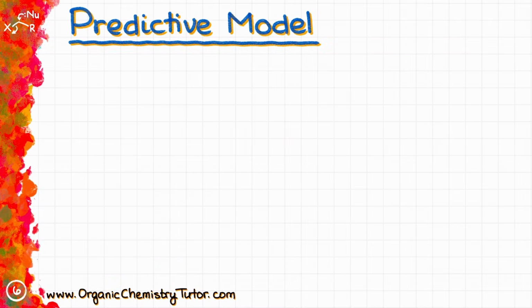So now when we have refreshed the substitution and elimination reactions in our head, how are we going to predict which kind of a mechanism we are going to see for a reaction when we are not given a mechanism, when we don't know what's going to happen? And that is probably one of my favorite parts in this topic in organic chemistry, and that is the predictive model.